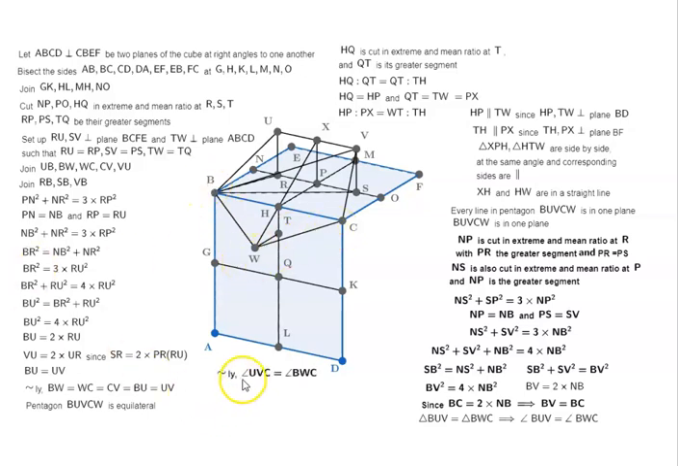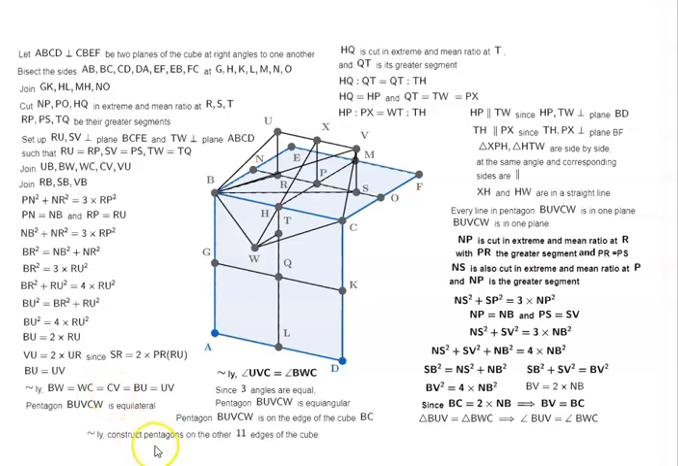Similarly, we can show that angle UVC is equal to BWC. And since the three angles are equal, pentagon BUVCW is equiangular. So we have constructed a pentagon on BC, which is equilateral and equiangular, and it lies in one plane. Pentagon BUVCW is on the edge of the cube BC.